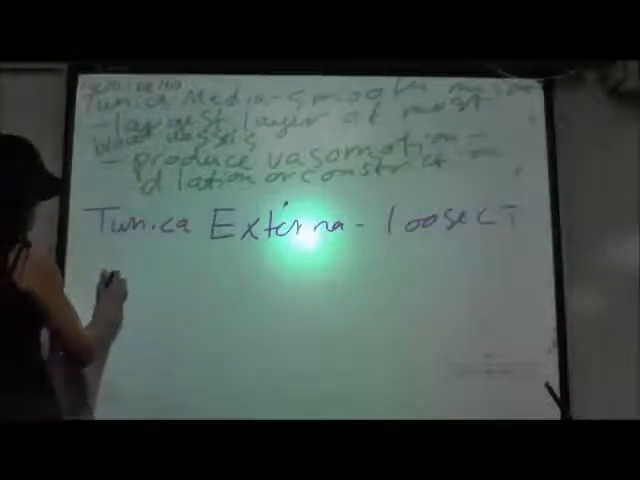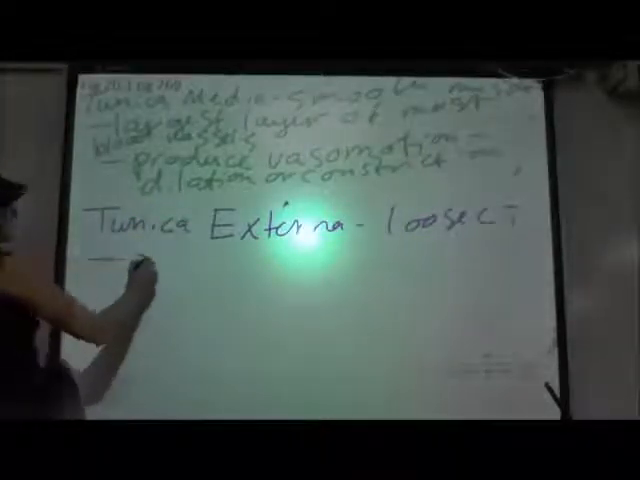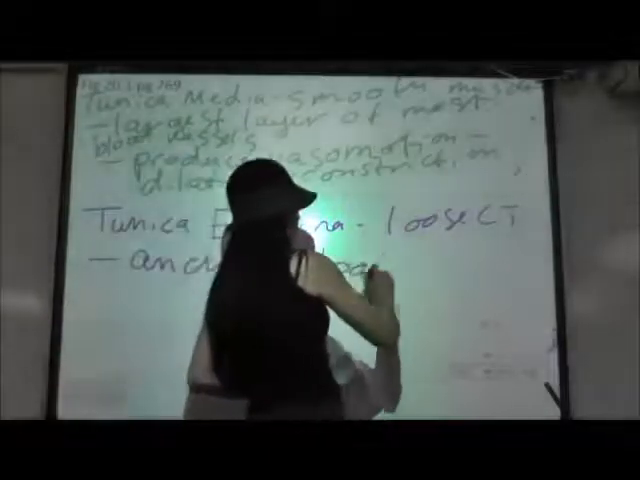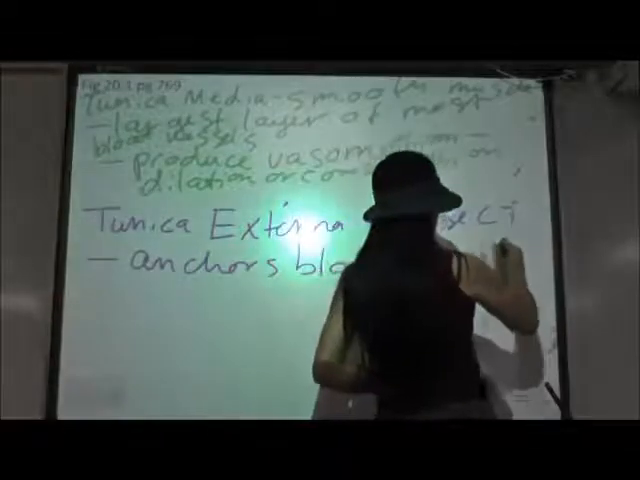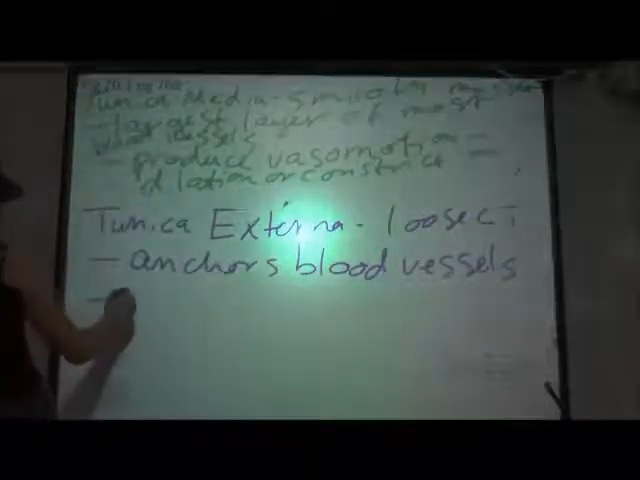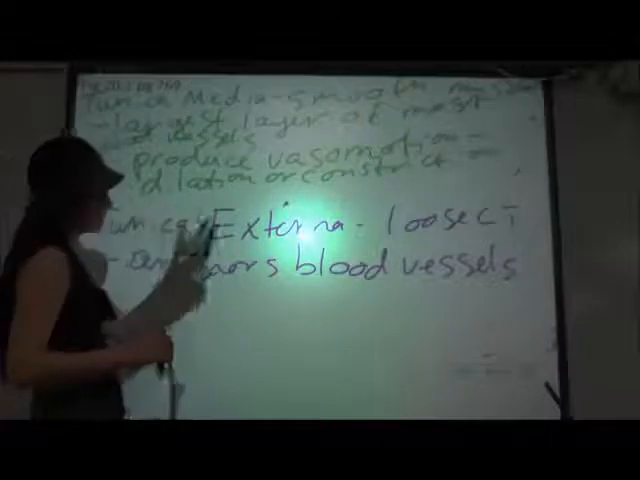Those blood vessels are called vasa vasorum. So the function is to anchor our blood vessels. And the next function is to allow for the entry of the vasa vasorum, which are blood vessels that are serving the blood vessels.